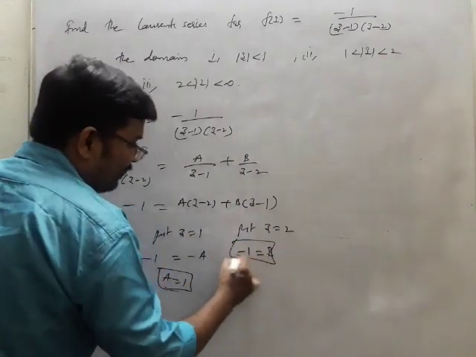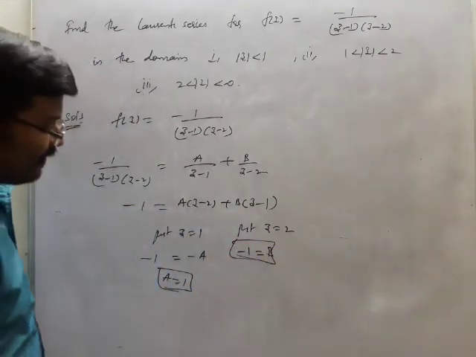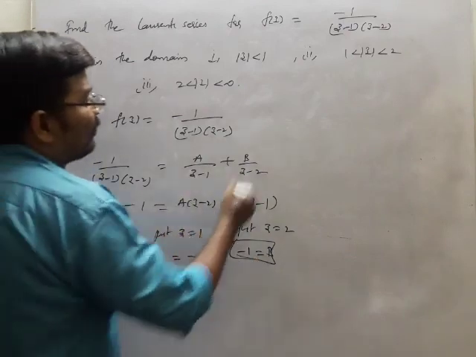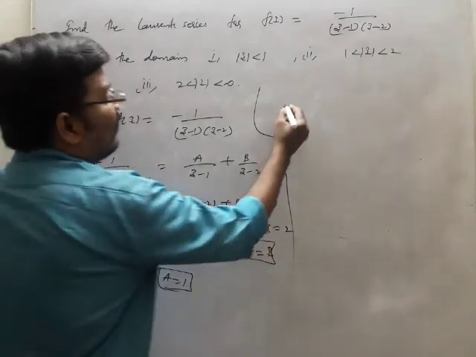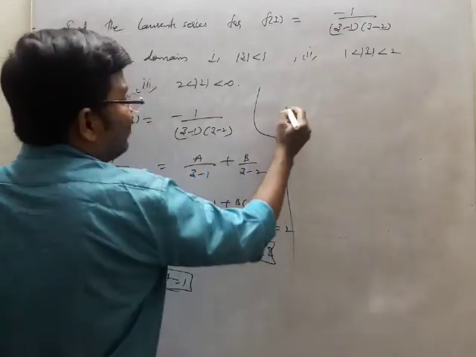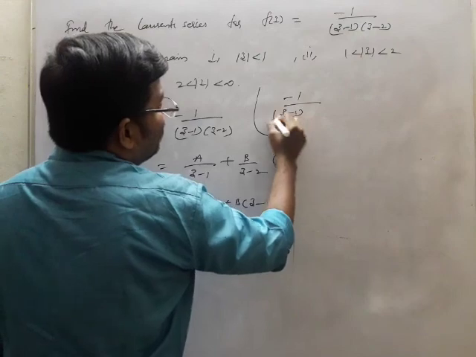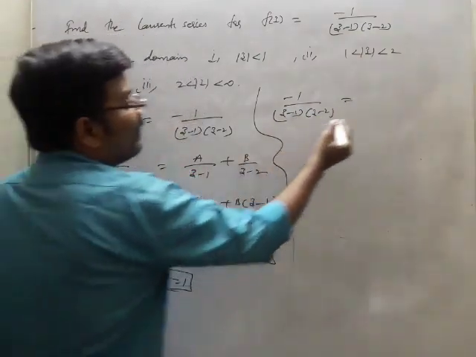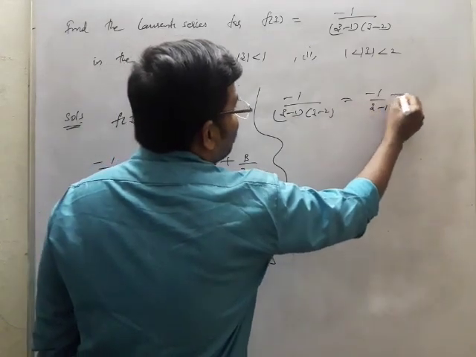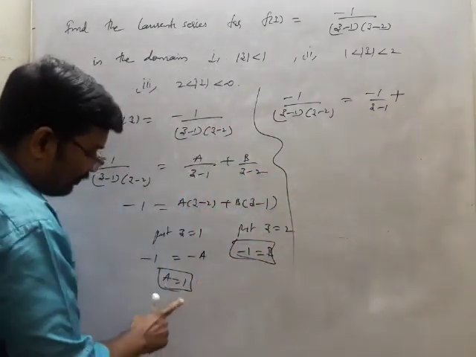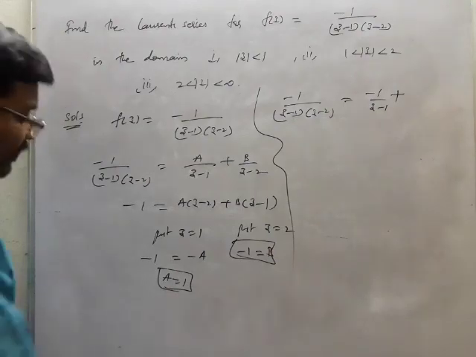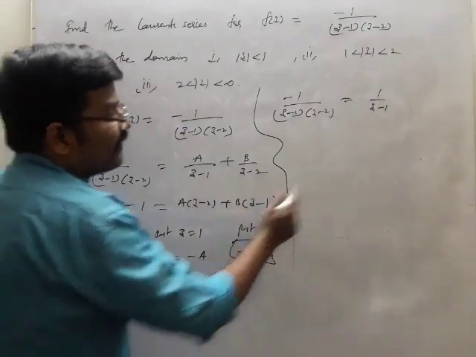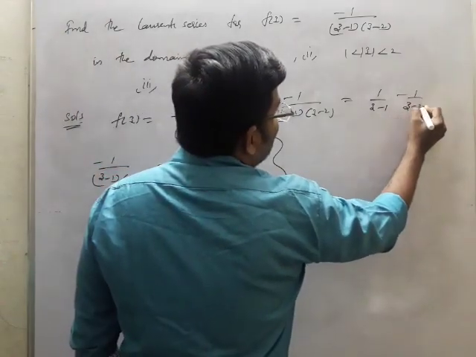So b is again minus 1. So b is nothing but minus 2 minus 1, which is 1. So b is minus 1. So if you write here, therefore what we will get is f of z is equal to 1 by (z minus 1)(z minus 2). You will be getting a is nothing but 1, so 1 by z minus 1, plus b is minus 1, that is minus 1 by z minus 2.